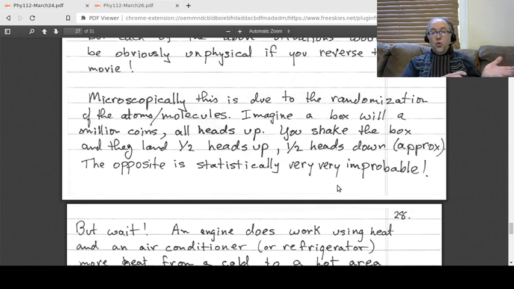And the coins went from an ordered state to a disordered state, where roughly half are heads up and roughly half are heads down. Not exactly, but approximately. Approximately half heads up and half heads down. Okay, and you go, yeah, that's believable. I can see how that would work.